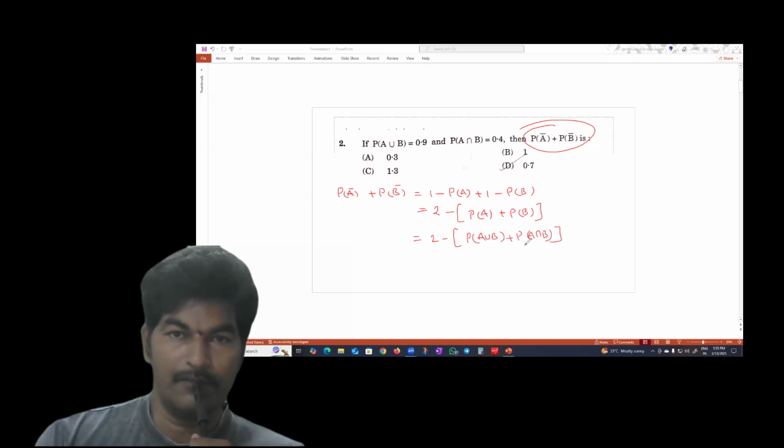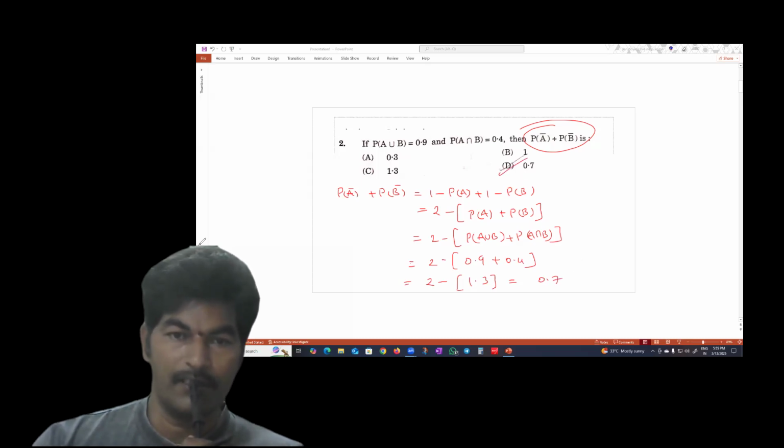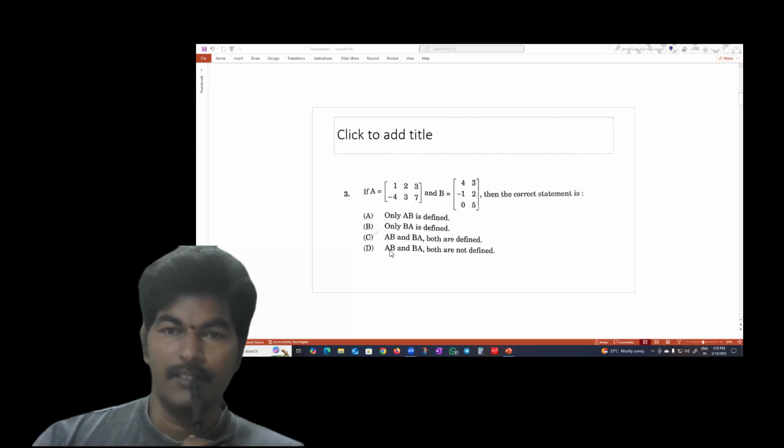This is the formula, okay? So directly use this formula. So 2 minus, how much is P of A union B? 0.9, and A intersection B is 0.4. So 2 minus 1.3, which of course is 0.7. Option D is correct. Okay, understood? Any doubt, you can make a comment.